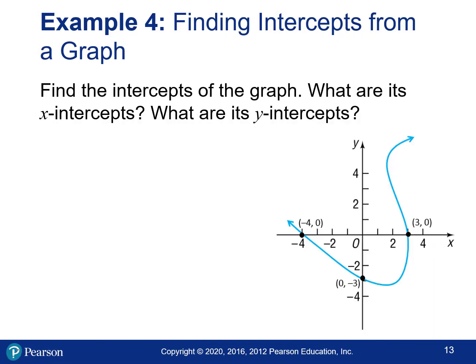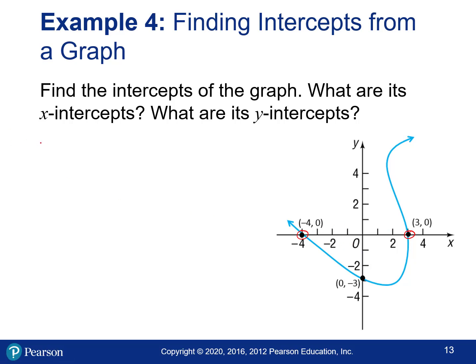Okay, so let's try this example, finding the intercepts from a graph. Find the intercepts: what are the x and what are the y intercepts? So this one, we're just looking. In the future example, we're going to solve for them algebraically. But here is the x-axis, the horizontal axis, and here are 2 points on the x-axis that our graph goes through or touches, which are both intercepts.